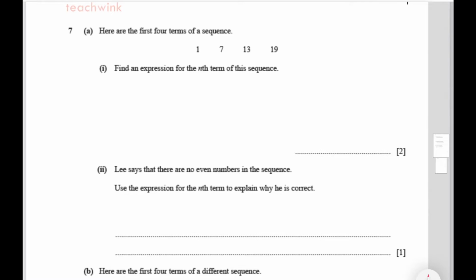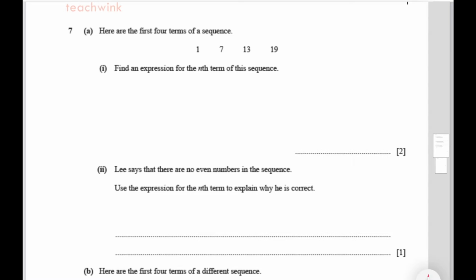Hi guys, we'll be solving an O-level past paper question from the year 2021. The session is July-August. This is question number 7. This question is based on sequences. So let's start. The question says, here are the first four terms of a sequence: 1, 7, 13 and 19. Find an expression for the nth term of this sequence.